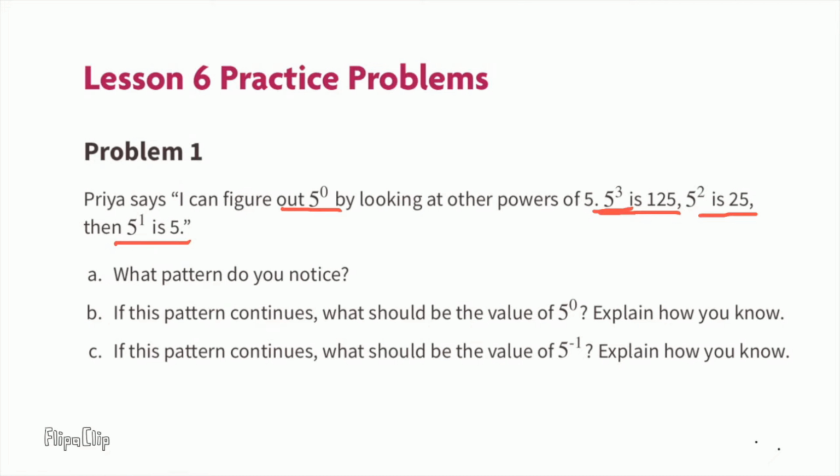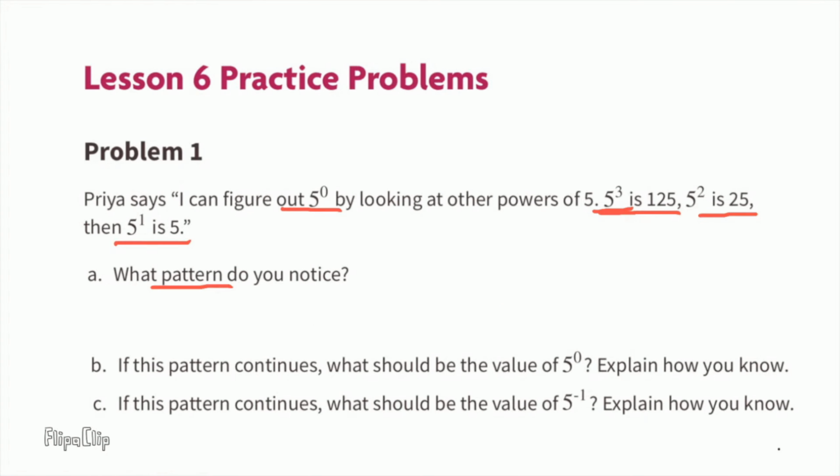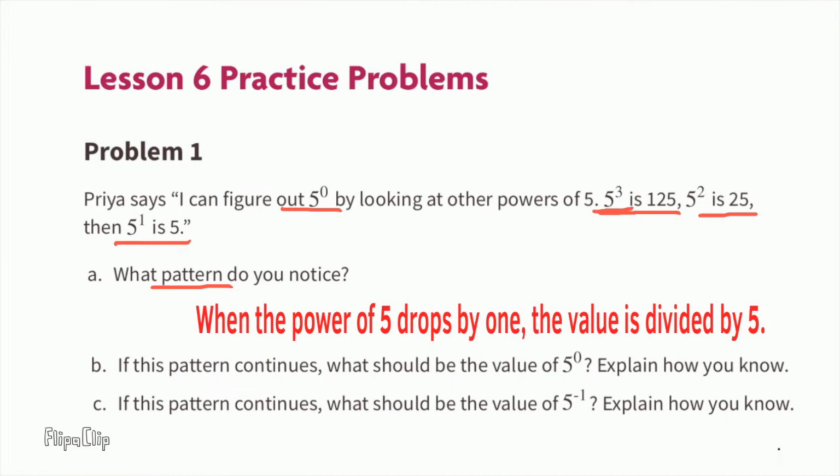5 to the power of 3 is 125. 5 to the power of 2 is 25. Then 5 to the power of 1 is 5. A. What pattern do you notice? I notice that when a power of 5 drops by 1, the value is divided by 5. For example, 125 divided by 5 is 25, and 25 divided by 5 is 5.